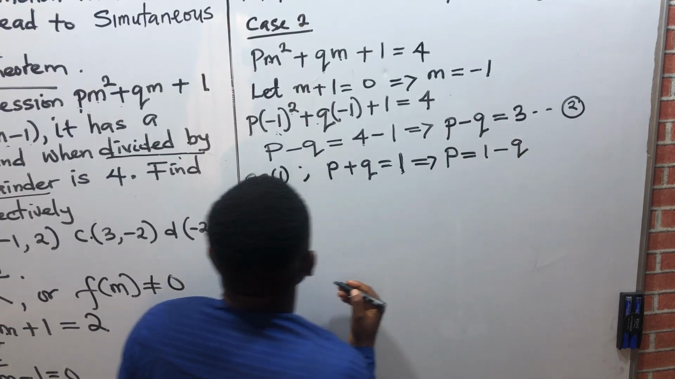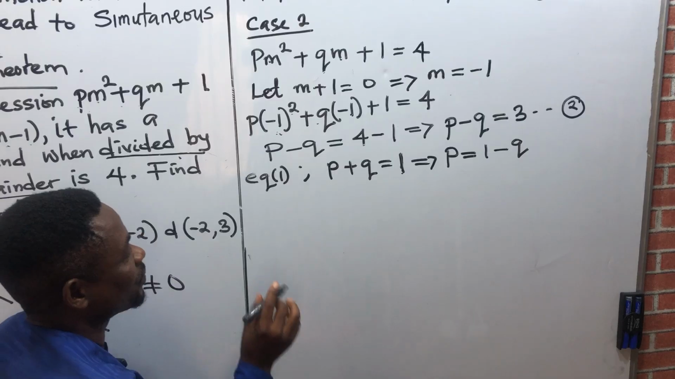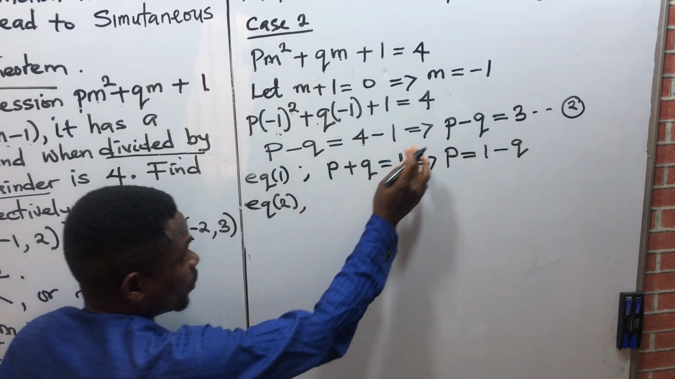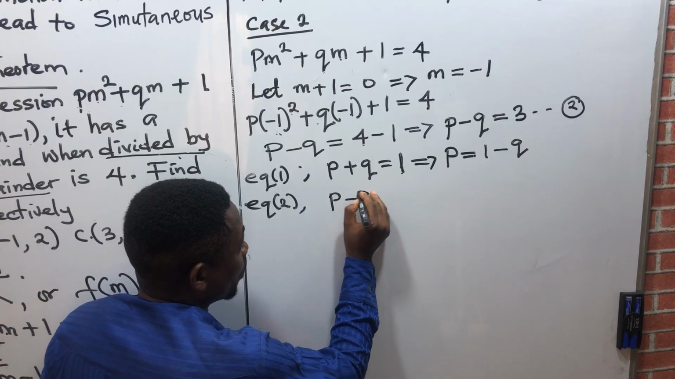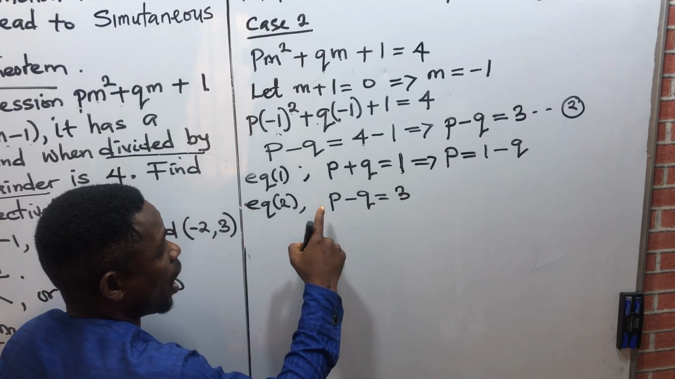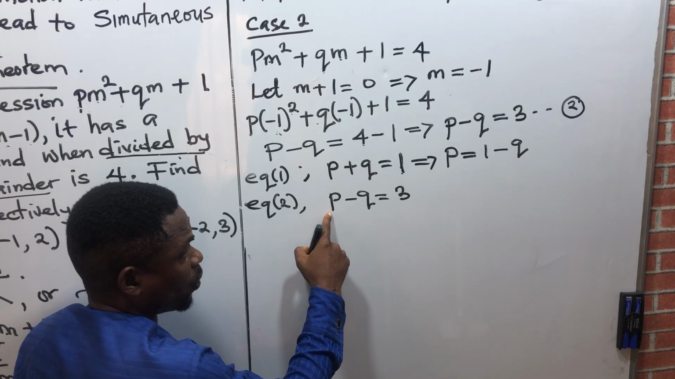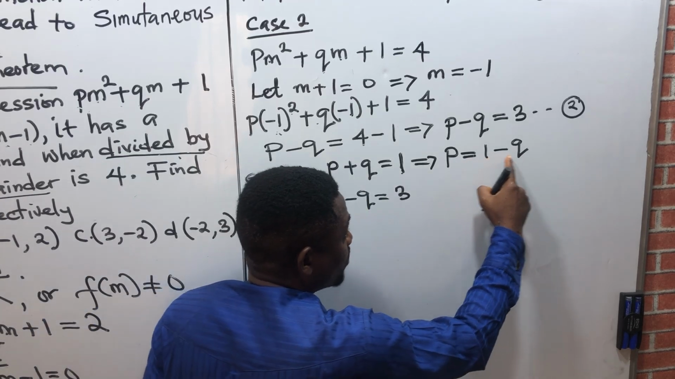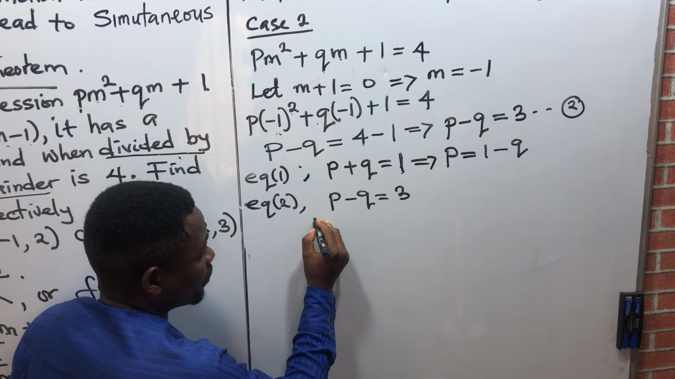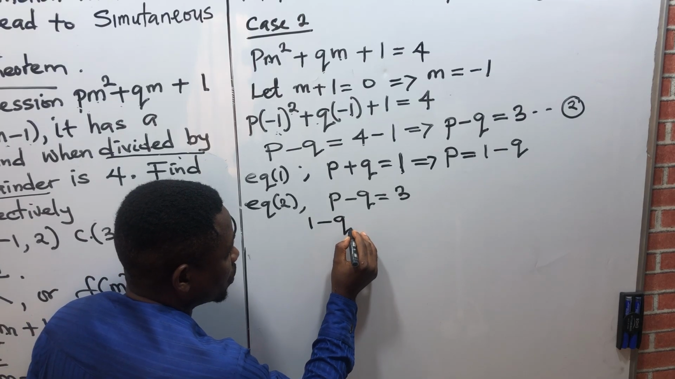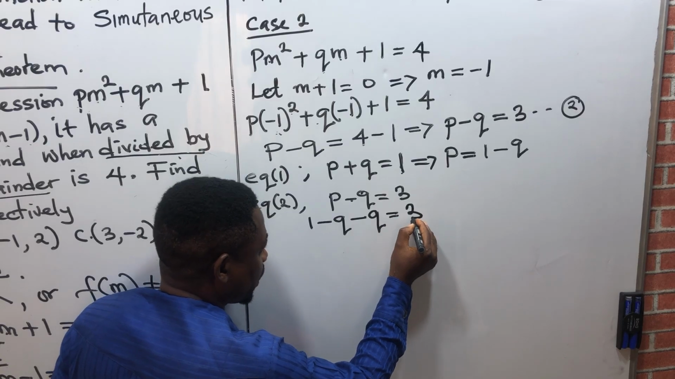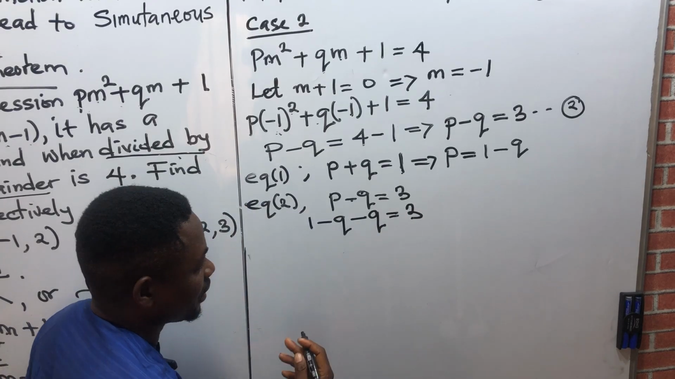Are you with me? Now, if that equation 1 is satisfied, can we move over to equation 2? And equation 2 is already given. What is the value? P minus Q is now equal to 3. And I want you to know that we have already gotten the value of P in equation 1. Equation 1, P is 1 minus Q. Then I will now substitute. I have seen P here. What is the value? 1 minus Q. Then minus this Q, then equal to 3.